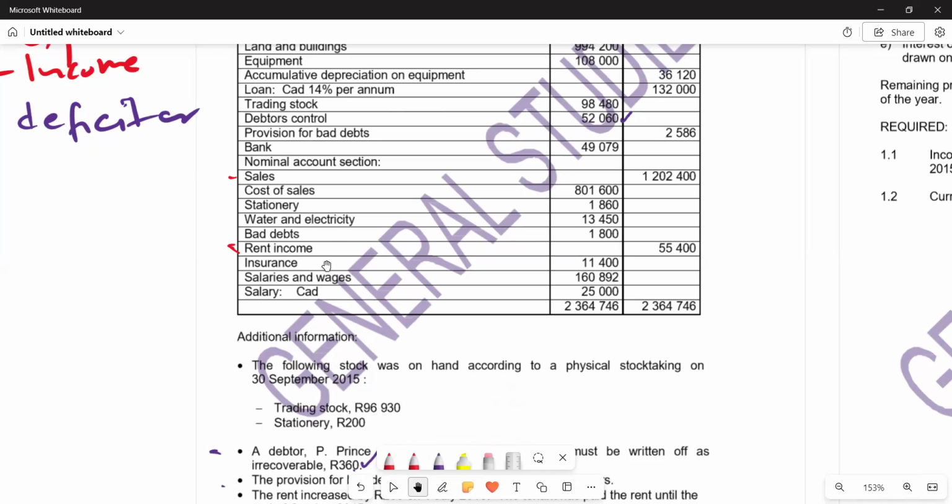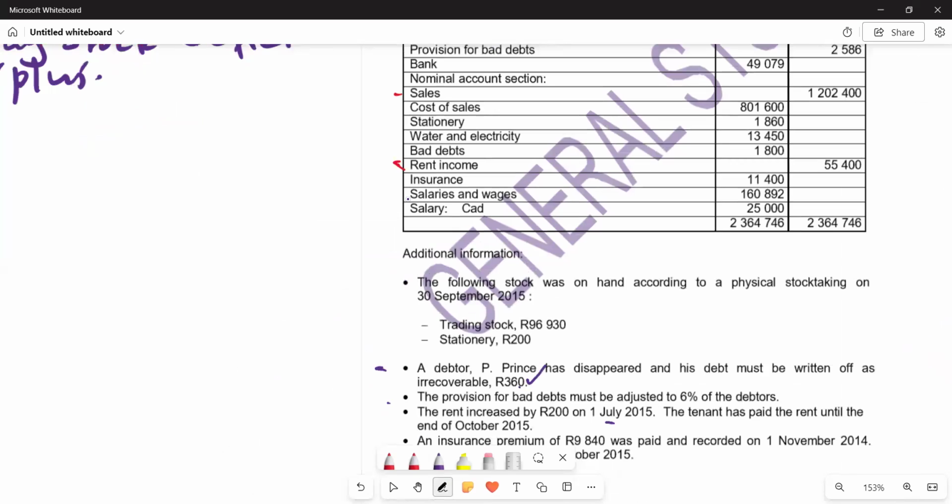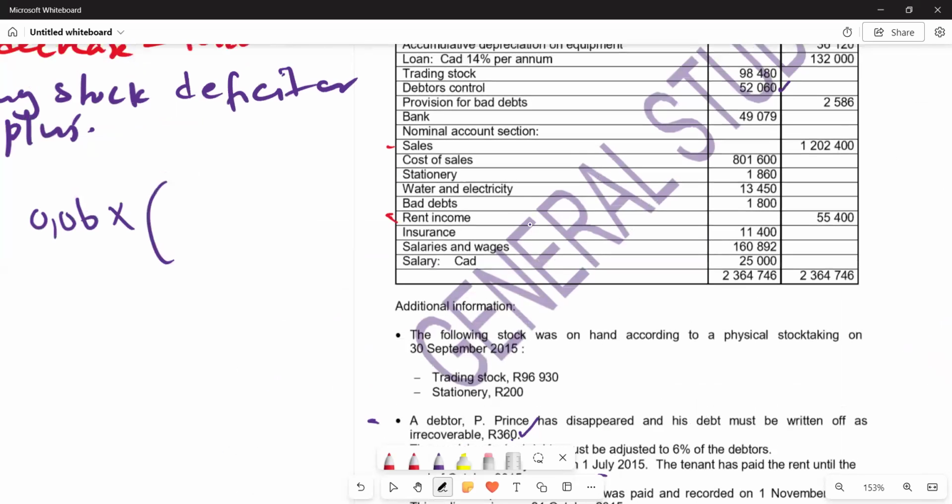So we are saying the rate that we are going to use is 6%. 6% as a decimal is 0.06. And then we multiply by the figure for debtors that we are given. Remember, it's here. Debtors control is 52,060. So we are saying 52,060, we subtract the figure for the credit loss, the debt that is going to be written off, of 360. We subtract 360. And then the net figure that we get there, we multiply by 0.06. So we can just try to calculate it as such.